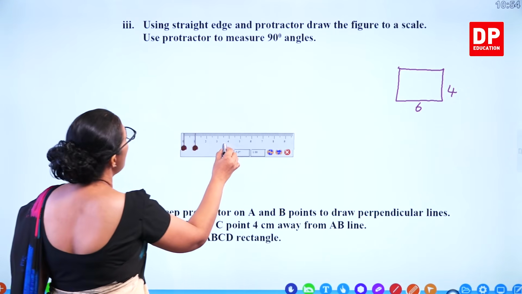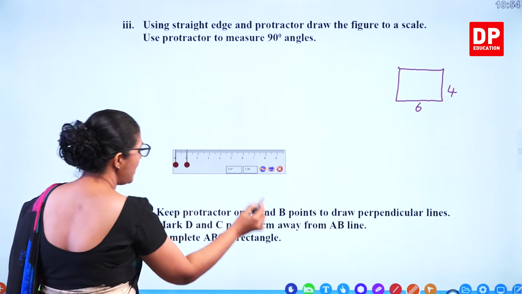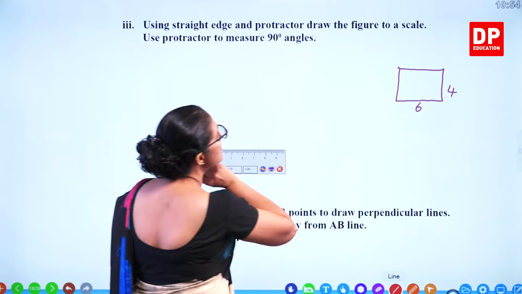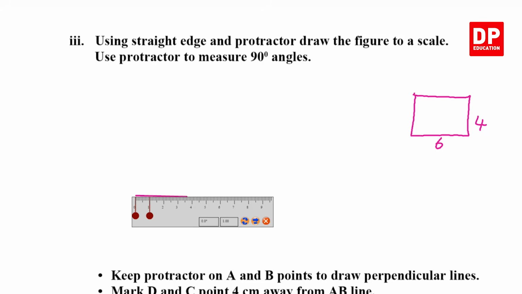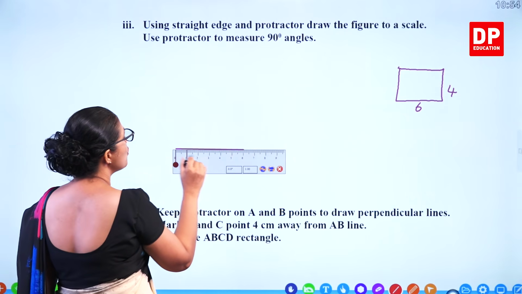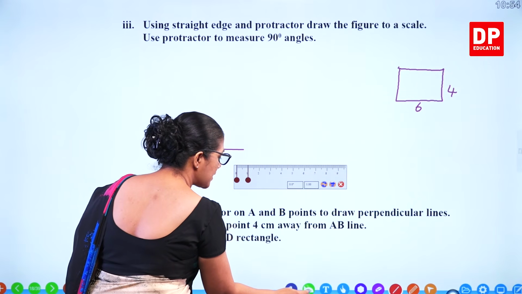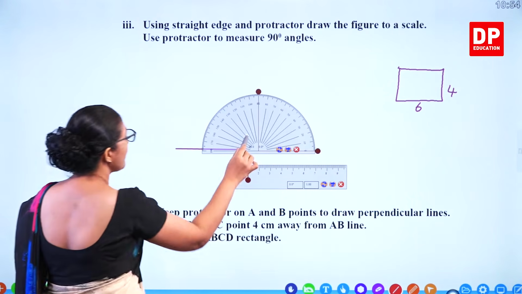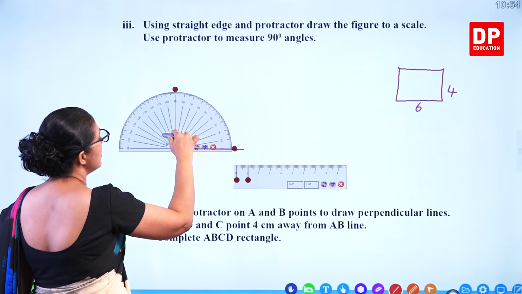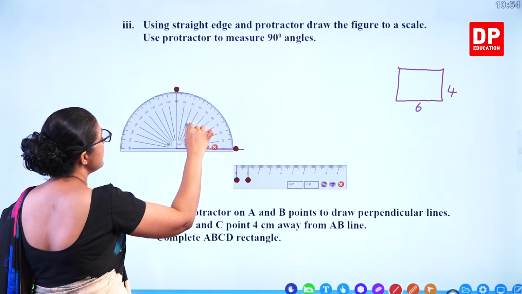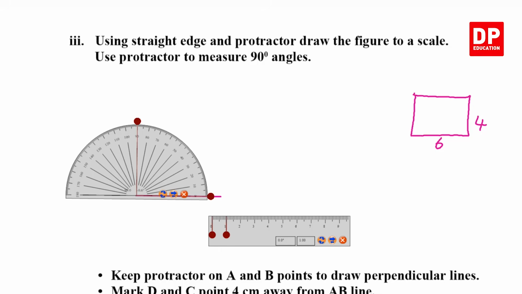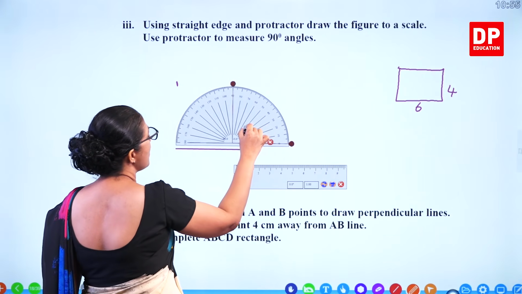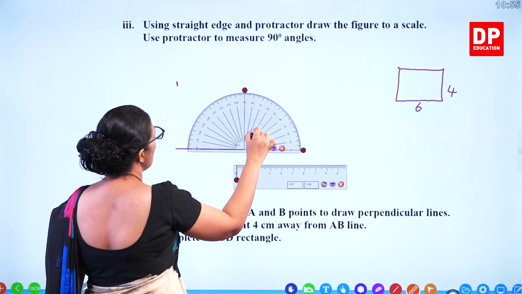and first we'll draw a straight line with 6 centimeter length. So 6 centimeter this side. So here we can draw a line 6 centimeter, from here to here. So that's 6. Then what do you do? You can take the protractor and measure. You can mark a 90-degree angle here. And here also you can mark a 90-degree angle because perpendicular line.